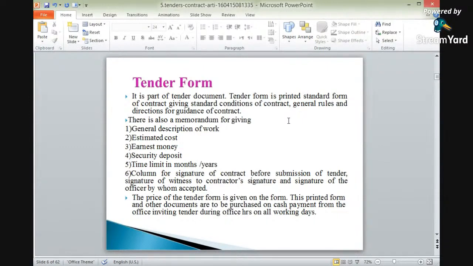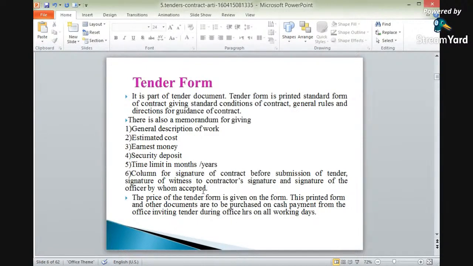Again, fifth is the time limit in months and years. The duration of time, whether it is to be completed in 1 month or 6 months or 1 year, is also important. So the time limit in months and years will be mentioned in this tender form.